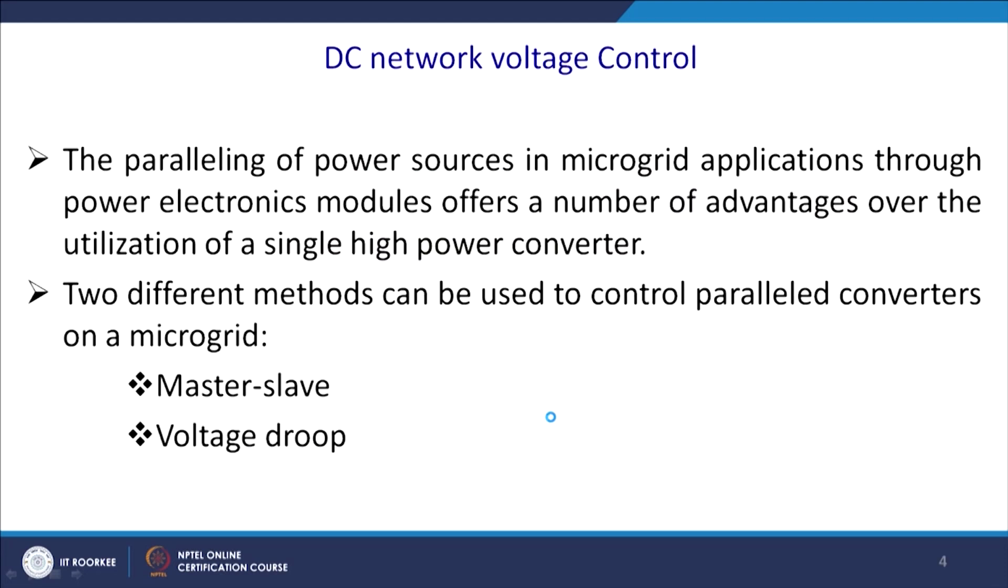The paralleling of the power sources in a microgrid application through power electronics modules offers a number of advantages. We have said several times in the introductory classes that one can have a number of converters instead of the utilization of a single high power converter. If you have multiple converters, then your topology will be different. Generally, depending on the topology, you choose the DC to DC converter, or isolated DC to DC converters.